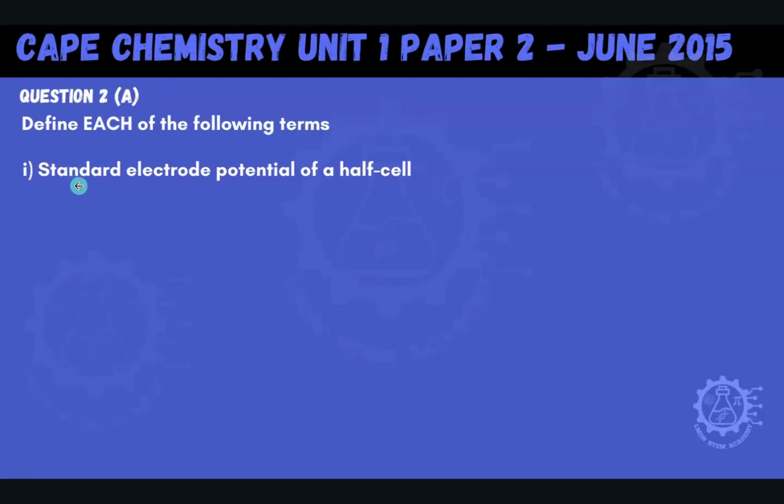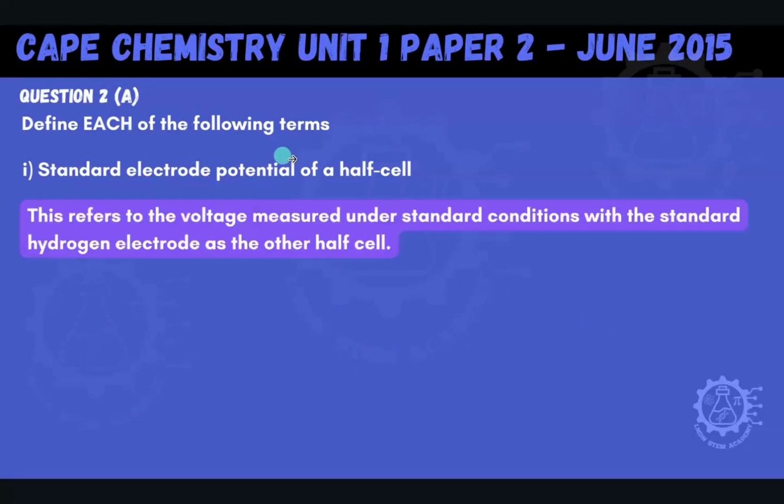And the first term is standard electrode potential of a half cell. Now, the standard electrode potential of a half cell refers to the voltage measured under standard conditions with the standard hydrogen electrode as the other half cell.